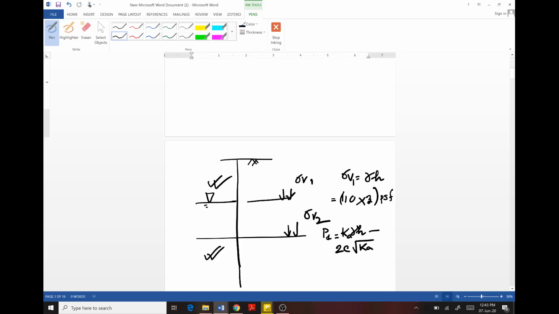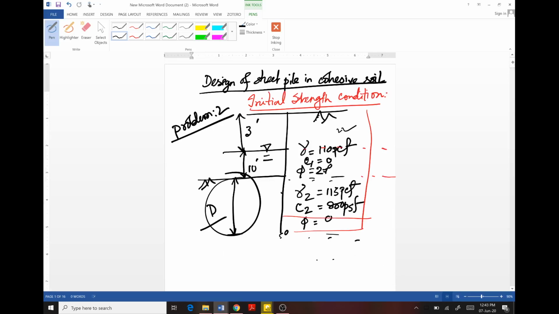Let's go back to the problem. Here we can see c equals 0 and phi equals 27 degrees. So let's find out the value of Ka, which is 1 minus sine 27 degrees divided by 1 plus sine 27 degrees. You can use this equation also, it's up to you. So that sums up Ka equals 0.38.